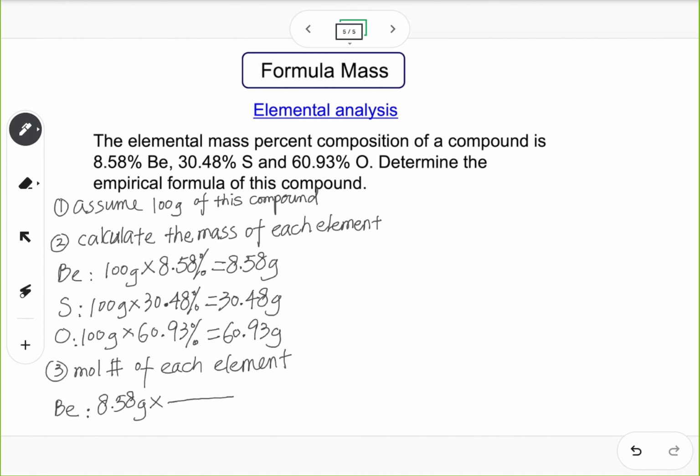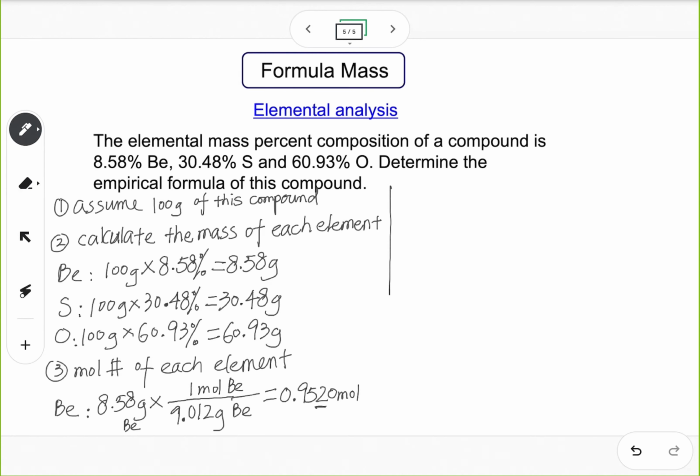How do we use it? For the atomic mass of beryllium, it's 9.012 grams per mole. Since we want to cancel gram and keep the mole, so 9.012 grams. Let me write it here. Okay, so this is how much beryllium you have. And for beryllium, the atomic mass is 9.012 grams per 1 mole of beryllium. Okay, so it will give you 0.9520 mole. We're supposed to have 3 significant figures here.